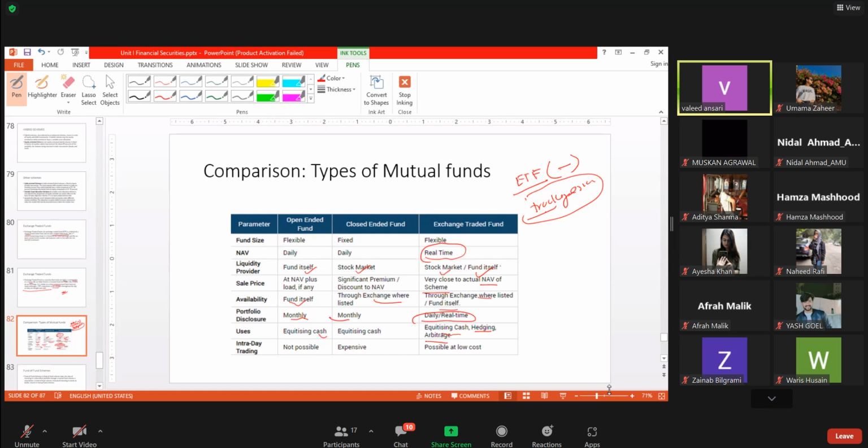Intraday trading is not possible in a mutual fund because, as I said, it is expensive. If you want to buy or sell closed-ended, you can do it, but here it is possible at very low cost, like any other trading of stock. So these are some of the features of exchange-traded funds, which have also gained currency in recent times.